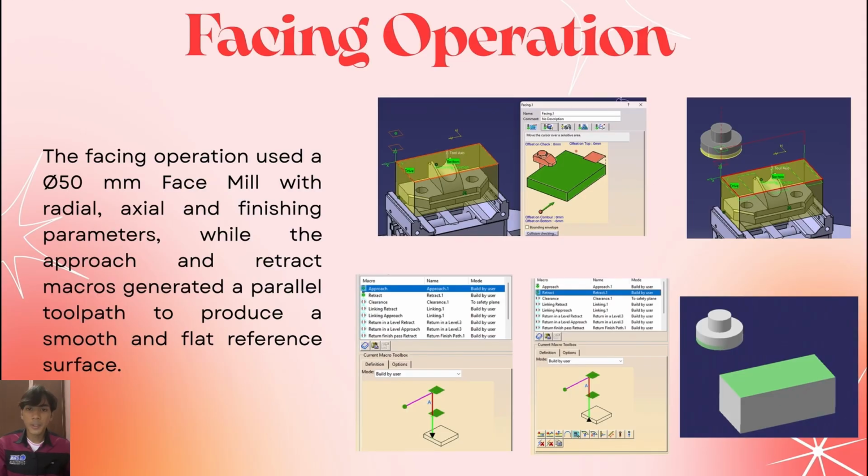This slide explains the facing operation. We use a 50 mm face mill to machine the top surface of the workpiece. The facing process creates a smooth, flat reference surface, which is important before performing the next machining operation. This helps improve machining accuracy and ensure the quality of the final product.